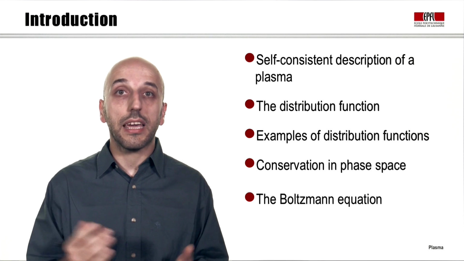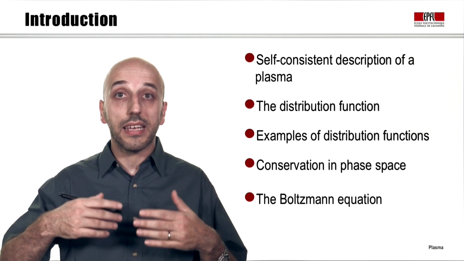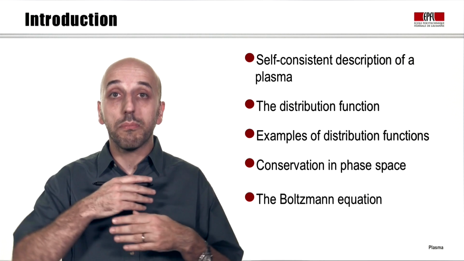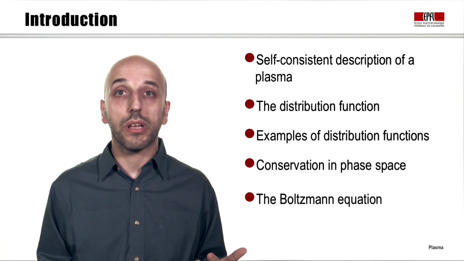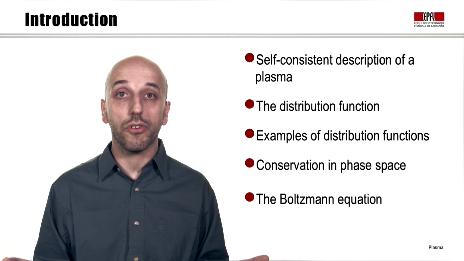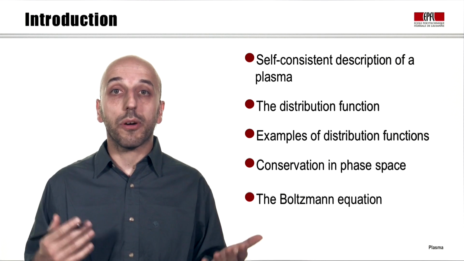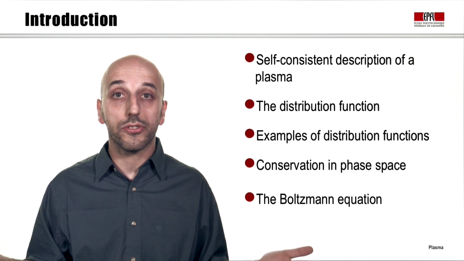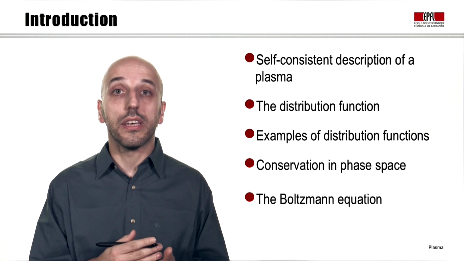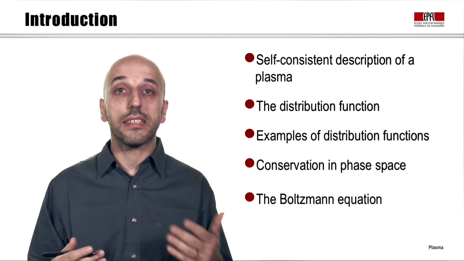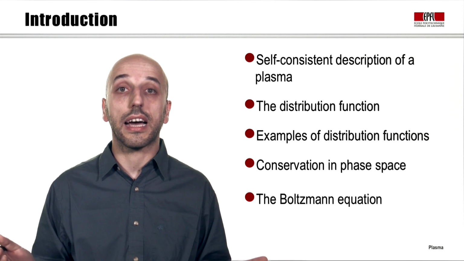So, as a first step in today's lecture, we will start from a self-consistent description of a plasma, the most complete description we can come up with. And then we will introduce the concept of distribution functions, giving some examples. And then, starting from the fact that particles are conserved, we will derive an equation, the Boltzmann equation, which states how the particle distribution function evolves in time.